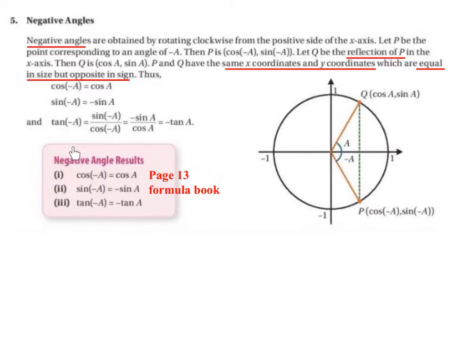So a summary of our negative angle results: cos of minus A is equal to cos of A, sine of minus A is equal to minus sine of A, and tan of minus A is equal to minus tan of A. So we can see these on page 13 of the formula book. You do not need to learn them off by heart.